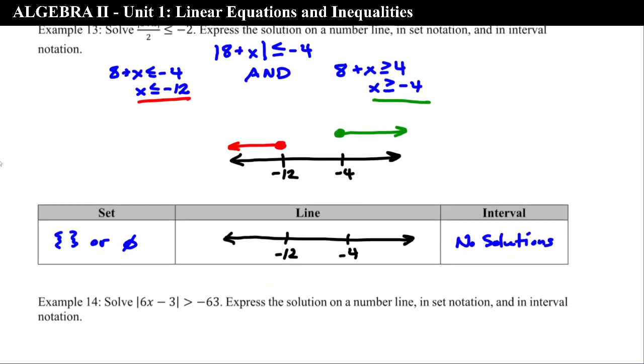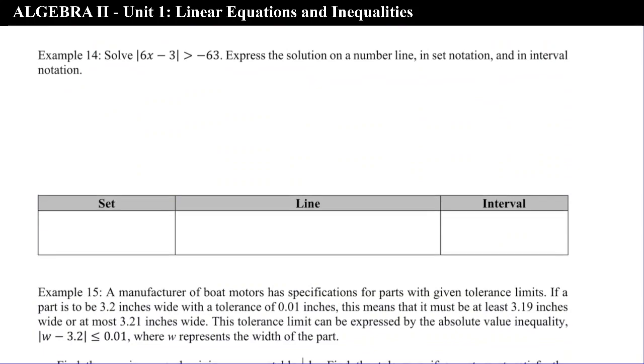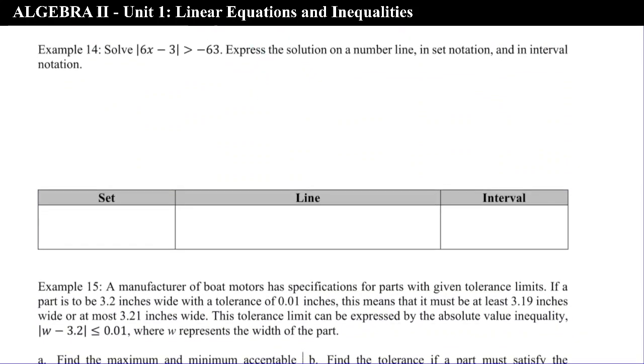All right, final example, that's a straightforward example here. Let's solve this one. Well, this one's already isolated for us, so all we have to do is split it up. 6x minus 3 is greater than negative 63. 6x minus 3 is less than positive 63. So on the first one, we're going to add 3 to each side. So we get 6x is greater than negative 60. And then x is greater than negative 10.